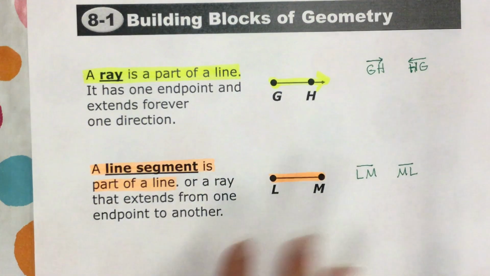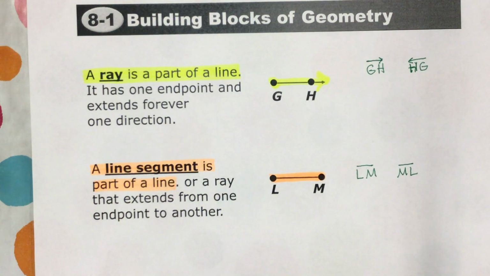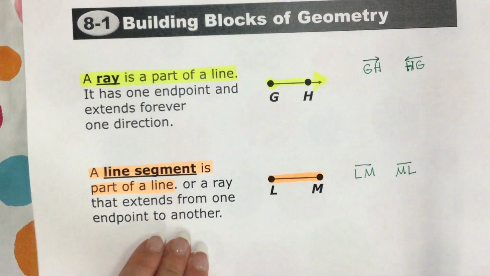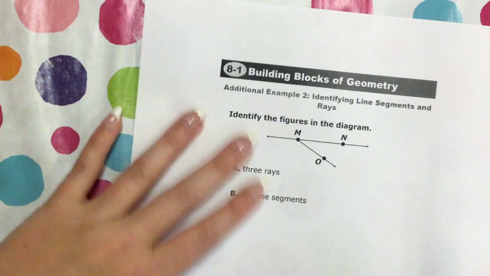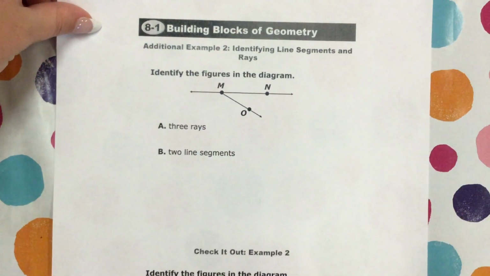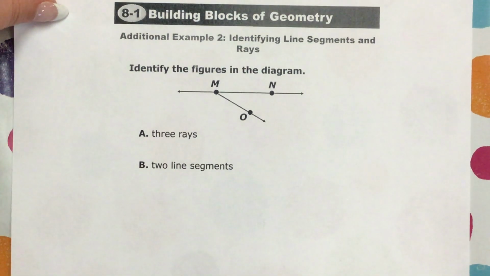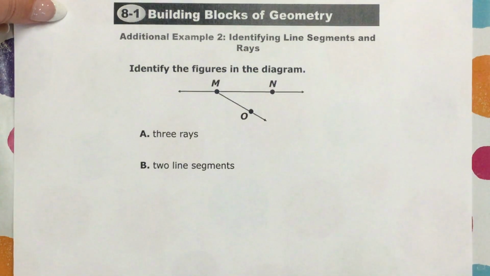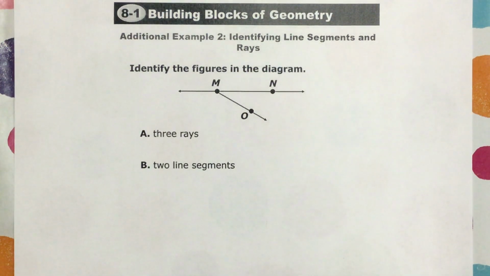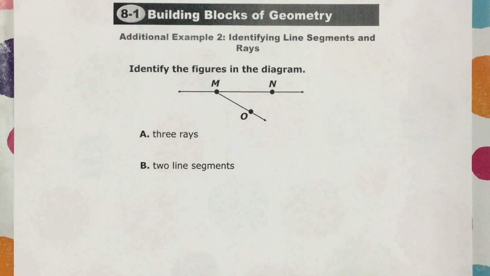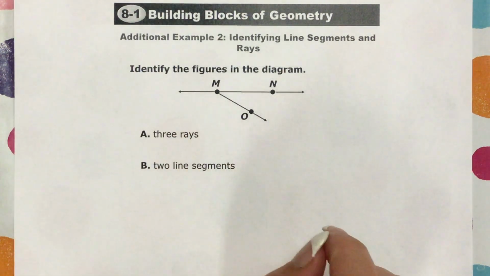And that's how you write the symbol for a line segment. Okay, great. Let's go ahead and look at some examples. Example number two, identifying line segments and rays. Okay, let me get this ready for you. Perfect. Okay, so we have a figure, and we're just gonna identify the figures in the diagram.